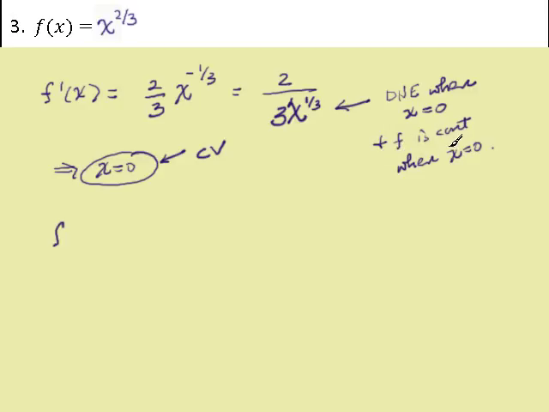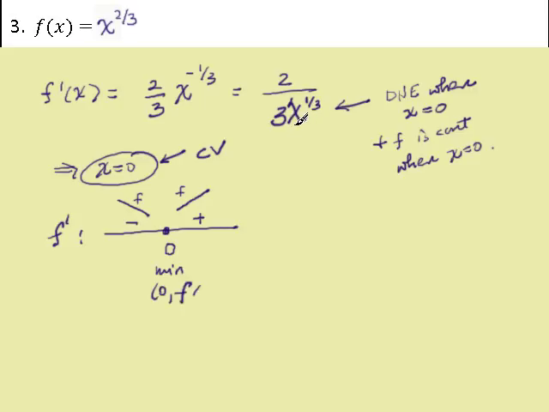So we're just going to put that one critical value on the number line and do our plus minus analysis looking at this function, f prime. If we substitute in 1, something greater than 0, we get positive. Let's say we substitute in -1. -1 to the 1/3 is -1, so this will be negative. So that means that our function is decreasing here and increasing here. So f is decreasing to the left of 0 and increasing to the right of 0. That means this will be a min.